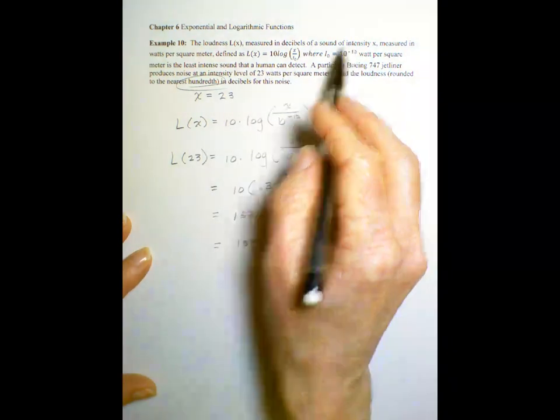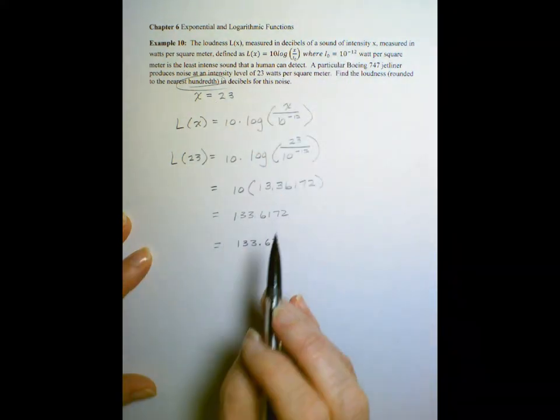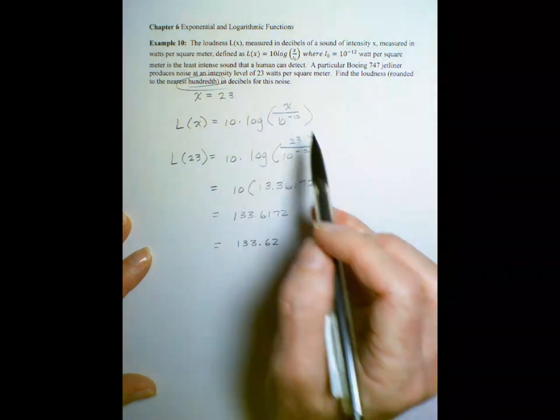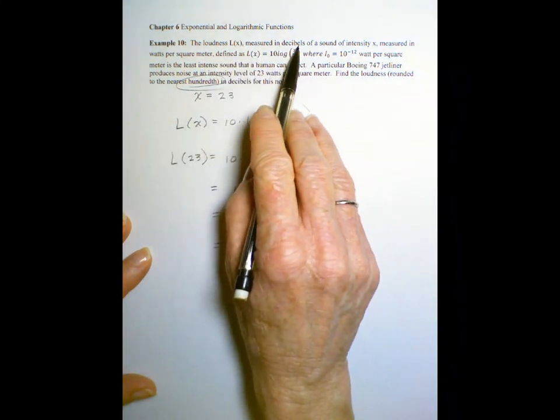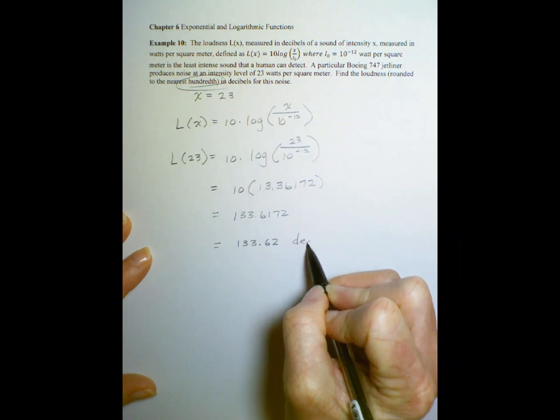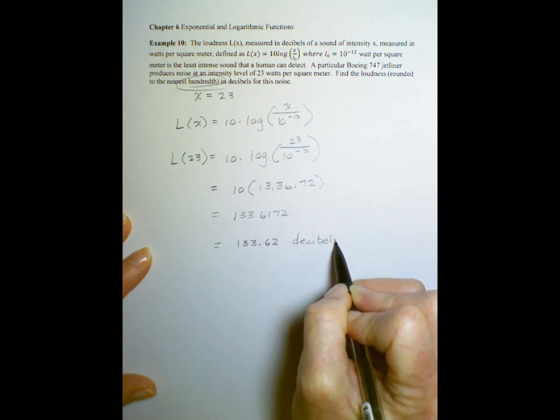We're given intensity, we're finding loudness. Loudness is measured in what kind of units? Loudness is measured in decibels. There's our units.